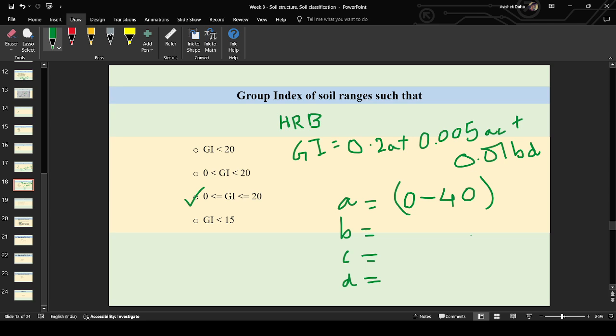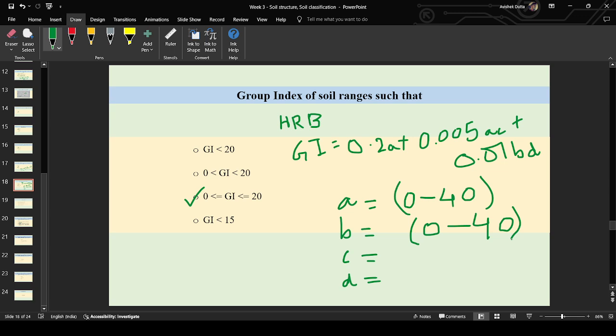What is B? B is that percentage of soil passing through the 75 micron sieve which is more than 15 and less than 55. So it falls between 15 and 55. Here also the range is 0 to 40 because the difference between 15 and 55 is again 40.